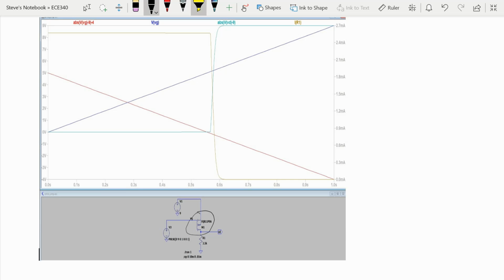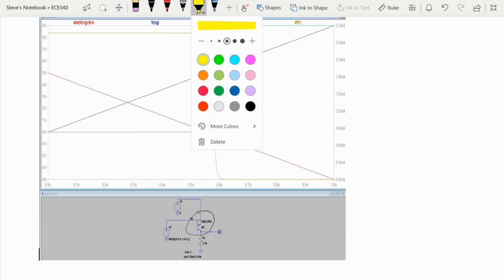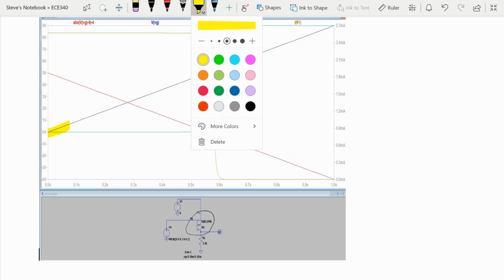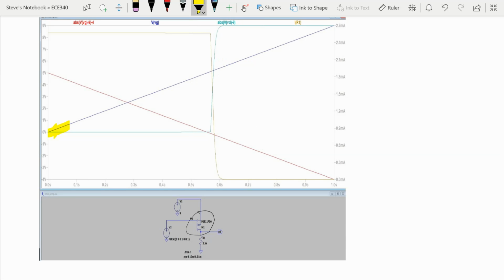So if we start off, at this point, you see this one right here is okay, so starting off right here, we have our gate voltage. So right in here, you can see our gate voltage is really low.